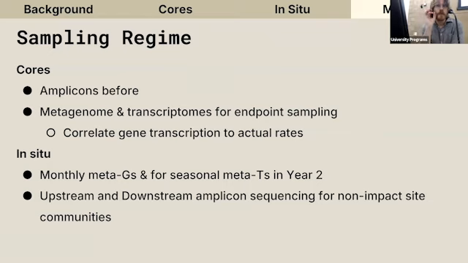For a sampling regime, we're looking at monthly metagenomes and seasonal metatranscriptomes for these in situ experiments, and we're looking upstream and downstream for the amplicons. So the metagenome and metatranscriptome are all at the site itself, because we're not expecting to see much change 20, 30 meters away from this. For the cores, we're taking amplicons beforehand, because again, it's a cost-effective way and we're not expecting to see change. But the metagenome and the metatranscriptome are going to be for the endpoint sampling. That way we can actually correlate gene transcription to rates of denitrification.